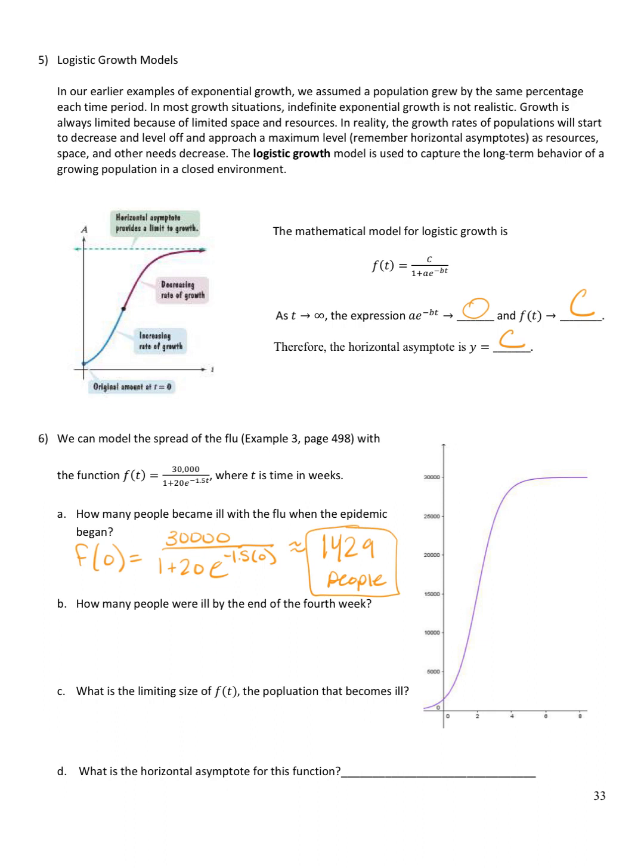How many people were ill by the end of the 4th week? So after 4 weeks, I'm just going to plug a 4 into my formula and see how many people were ill. And I'll just have my calculator do this for me. I get approximately 28,583 people. And what is the limiting size of the population? It's always this number on top, the C. So it's 30,000.